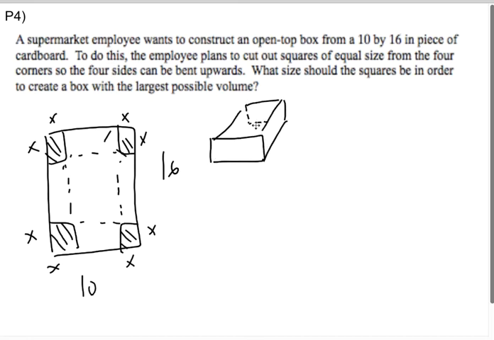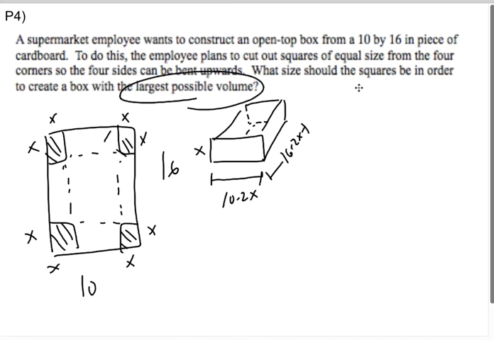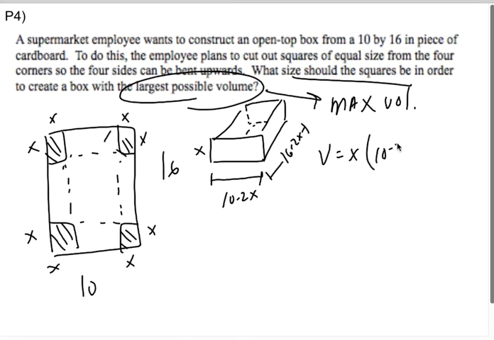But even when they come up with some creative other ways to measure these things, really it's often the same old problem in sort of different trappings. All right, so again, you want the largest possible volume, right? It's what size squares should be cut. So you want to maximize volume, right? To do that, you need to write the volume equation, which is going to be x times the 10 minus 2x times the 16 minus 2x.